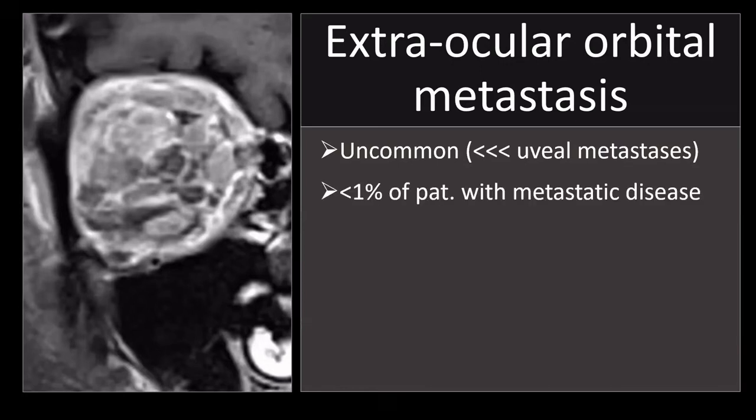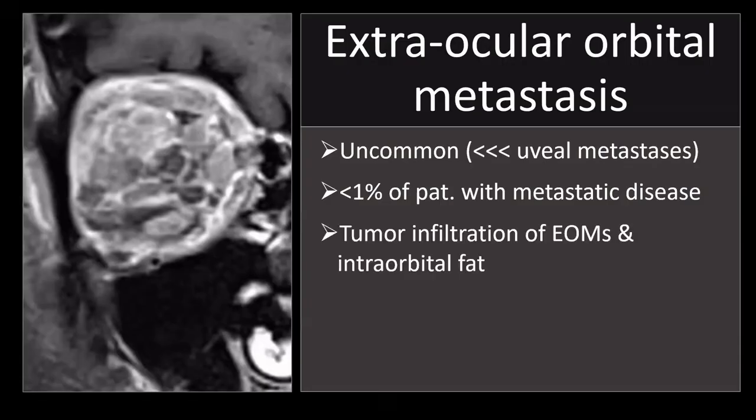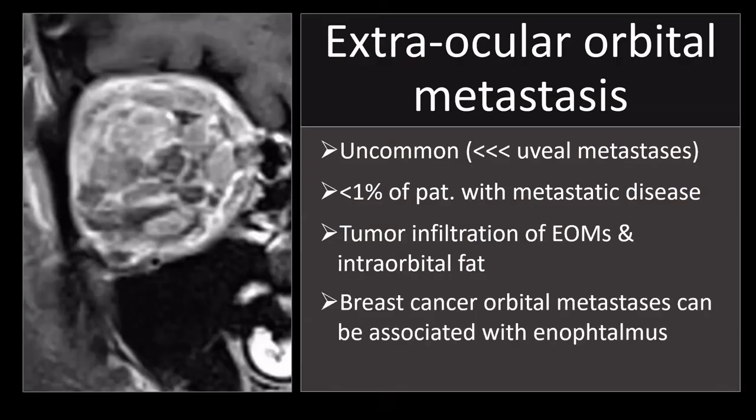It is seen in less than 1% of patients with metastatic disease, and it is characterized by tumor infiltration of the intraorbital fat and or the extraocular muscles. One of the cancer types in which it is more frequently seen is breast cancer. And in breast cancer, it can, ironically enough, be associated with an enophthalmos because this tumor infiltration has a kind of desmoplastic effect, pulling the eyeball into the eye socket. And it can be uni or bilateral.